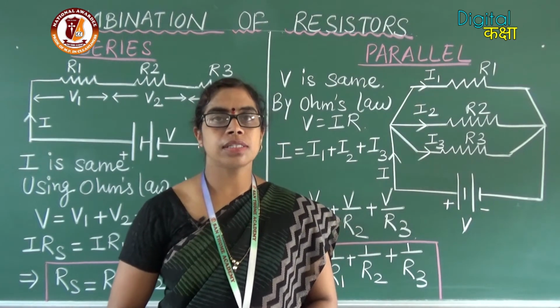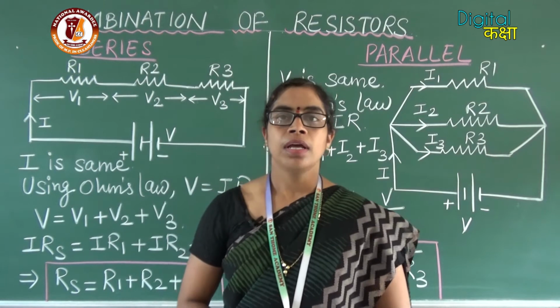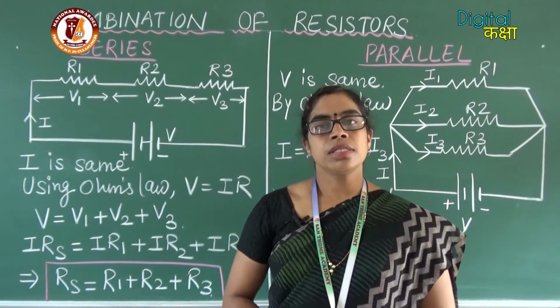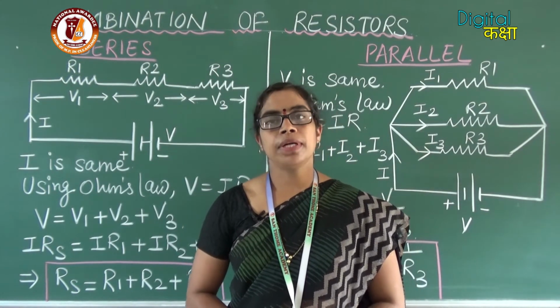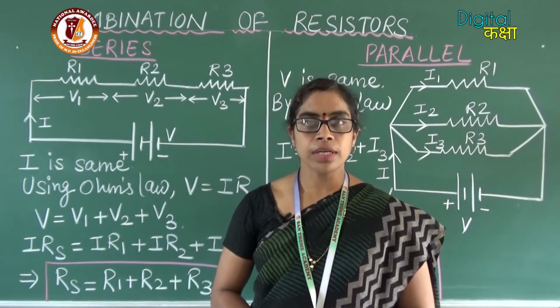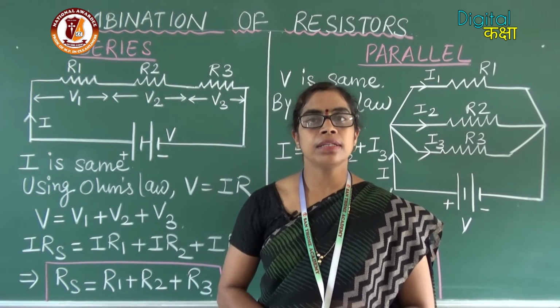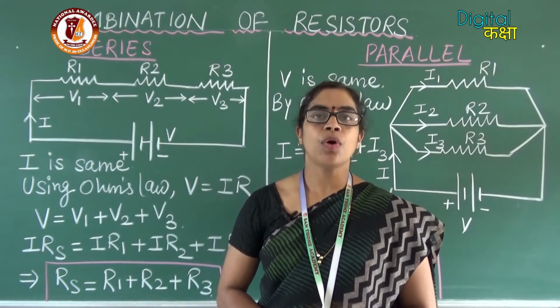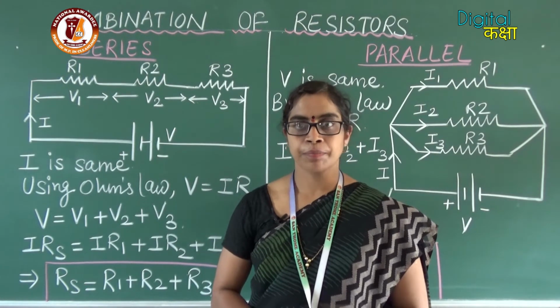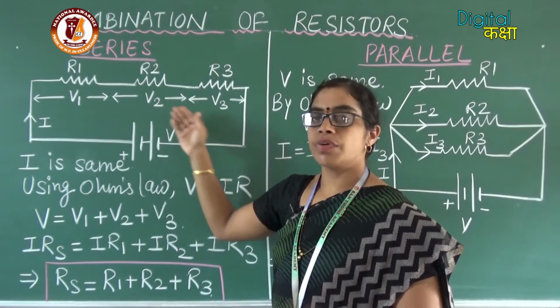Let us discuss and understand one by one how, when the resistors are given in a particular type of combination, we get the equivalent value of their resistance. Let us understand the circuit first.